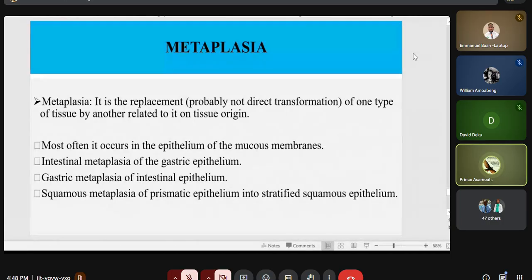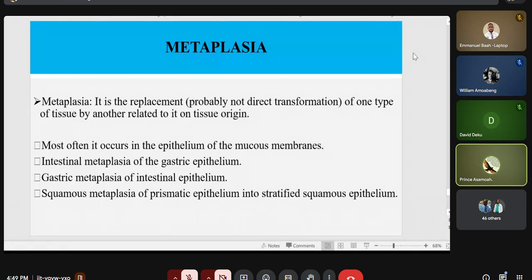So we now go to metaplasia. We are saying that metaplasia is the replacement of one type of tissue by another related to it on tissue origin. So one type of tissue or cell is replaced by another. So we've given examples here.